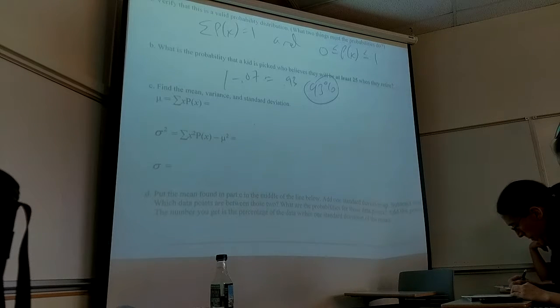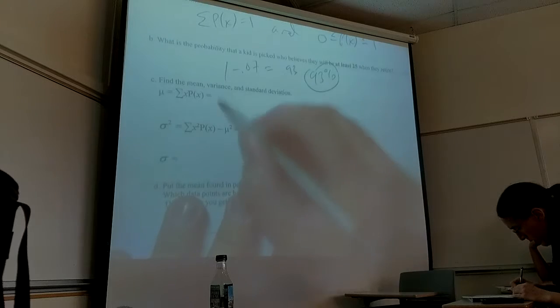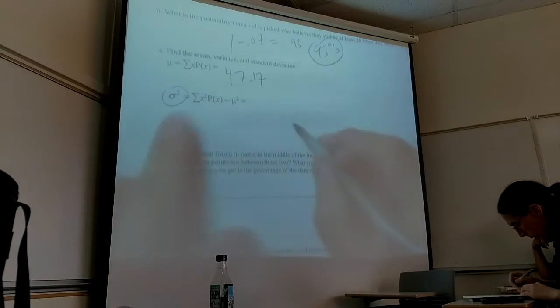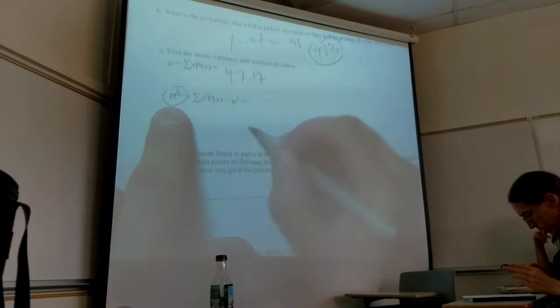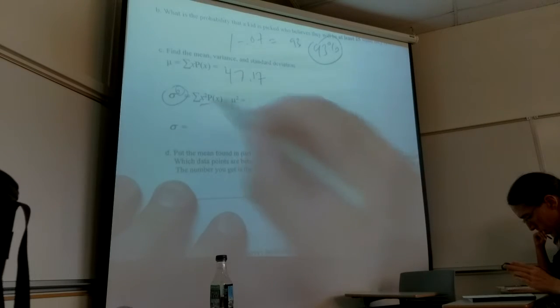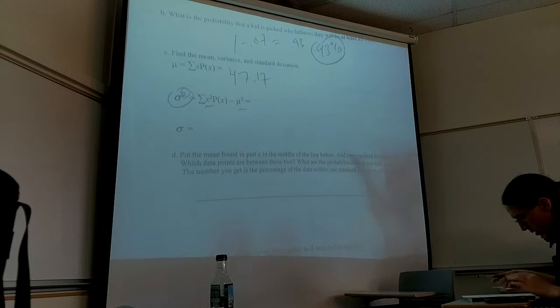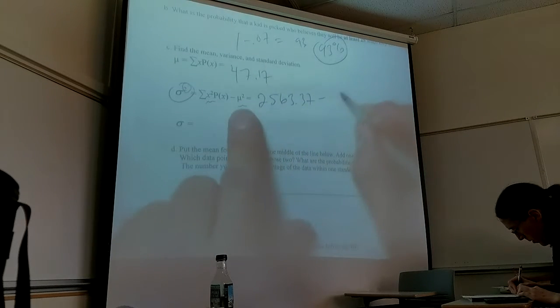But now that we've suffered through that lecture, we can just do the formula. So sum up the xp of x's and we get 47.17. The biggest mistake people make with the variance is to forget the poor little square here. Just remember, everything's squared still. This is still squared, I haven't taken a square root yet. Whatever gets it in your brain, that's got to be squared. So this should be 2563.37 minus 47.17 squared.